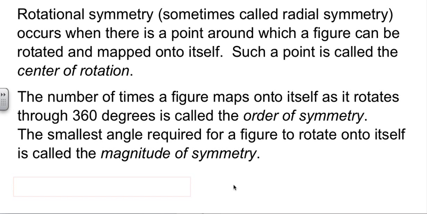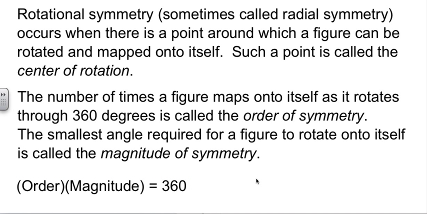The magnitude of symmetry is the smallest angle that you need to be able to rotate onto yourself. So in the square's case, that was 90 degrees. And there's a nice rule. The order of symmetry times the magnitude is equal to 360.